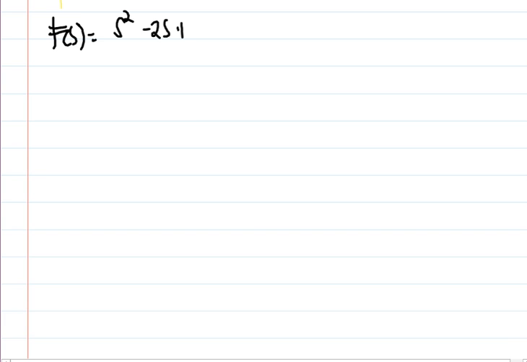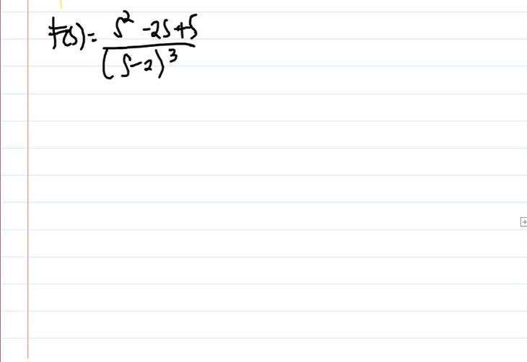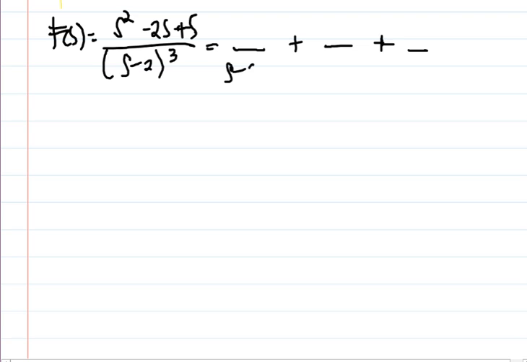Okay, so we are given function of s is equal to s squared minus 2s plus 5 all over s minus 2 cubed. That is what is given to us. We have a repeated linear function in the denominator. So how do we transform this into its partial fraction? Since it is cubed, we will have three partial fractions. First, the linear form, so we have s minus 2.